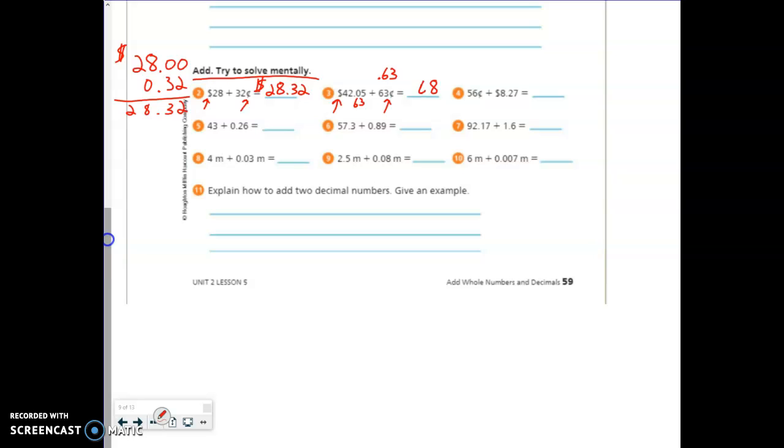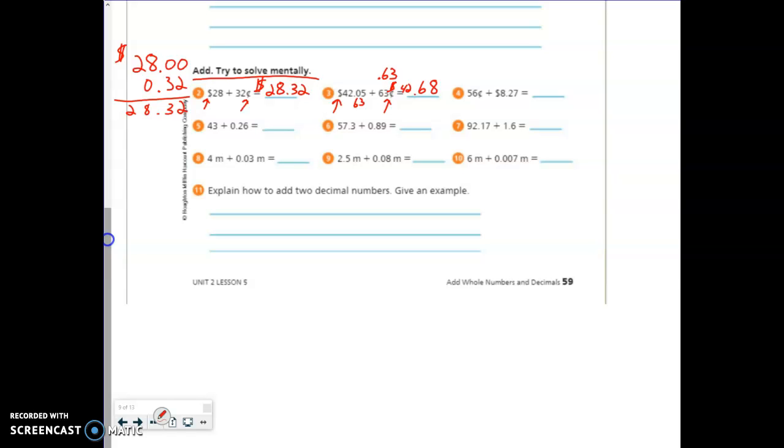6 plus 0 is 6. 42, or 2 plus 0 is 2. 4 plus 0 is 4. And then we put the dollar sign in front of it. So again, a little bit more work involved, but still relatively mental math scenarios.